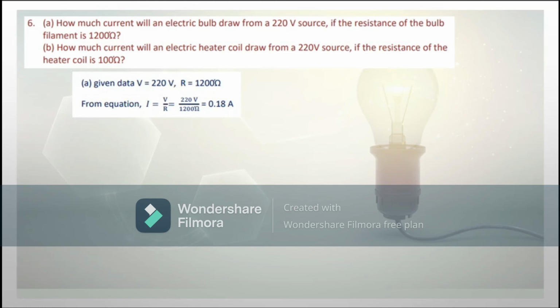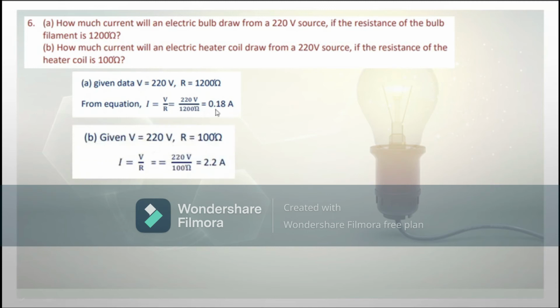What is given in the first one, we have to write. It is given that voltage is equal to 220 volts and resistance is 1200 ohms. We have to use the equation I is equal to V by R, because in the question it is asked how much current an electric bulb draws. I is electric current, so the equation we have to use is I is equal to V by R. Here V is 220 volts divided by 1200. If we divide, we will get an answer of 0.18 amperes. Depending upon the question, we have to use different equations.